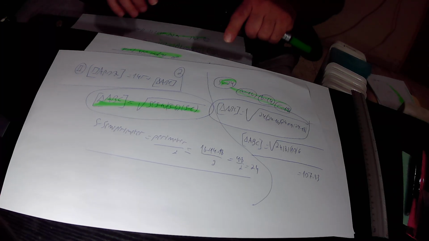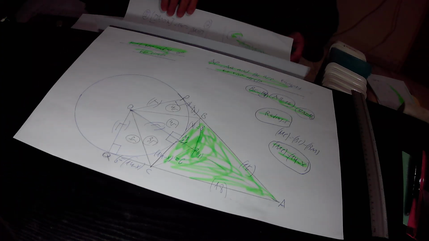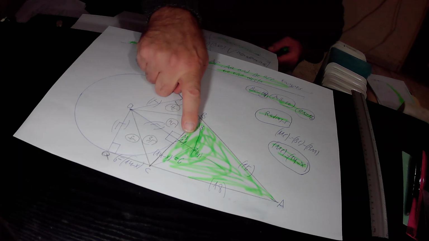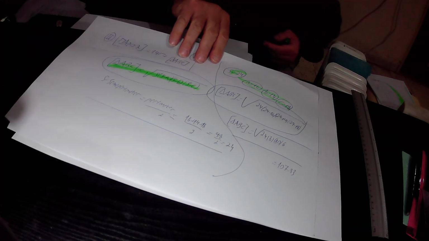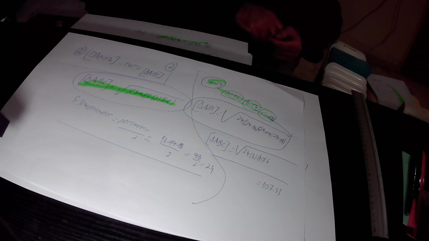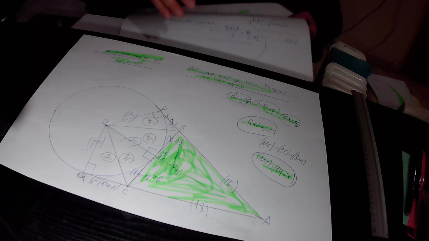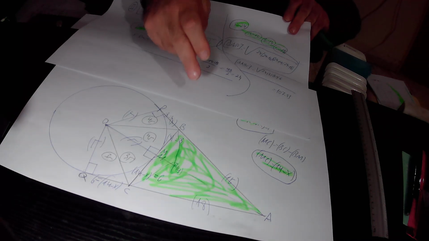In this formula, A, B, and C are the side lengths of this triangle ABC, whose area we are looking for. We choose A is 16, B is 14, and C is 18. Those are the side lengths of this green triangle ABC. And the semi-perimeter is 24. So we have all the data needed in order to find the area of this green triangle ABC. We just have to put the data inside this general formula for any triangle.